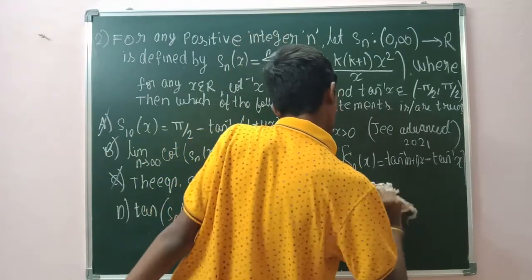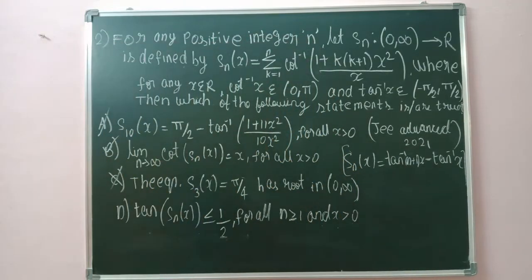I think your final option will also be wrong. So let me say how it is. It is given tan of S_n of x is less than or equal to 1 by 2 for all n greater than or equal to 1 and x greater than 0.